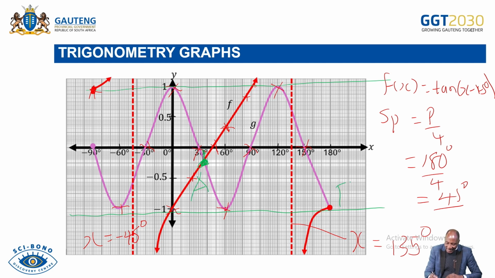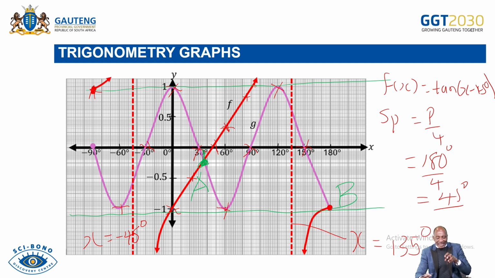They will meet again here at point B. So when they meet at B, our x value is 180 degrees. When they meet at A, it is before 45 degrees, which is around 40 degrees or 30-something degrees. You can read according to the scale if you are asked to identify the coordinates of A.